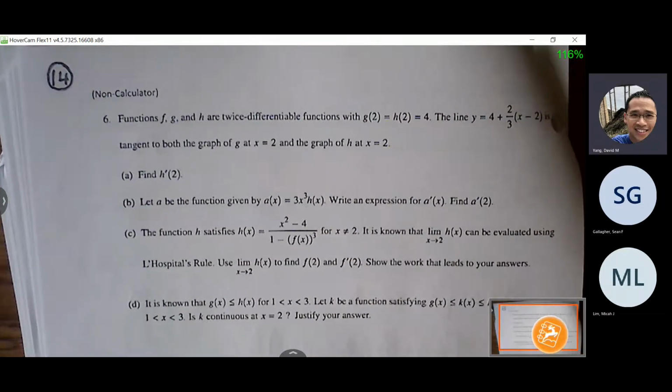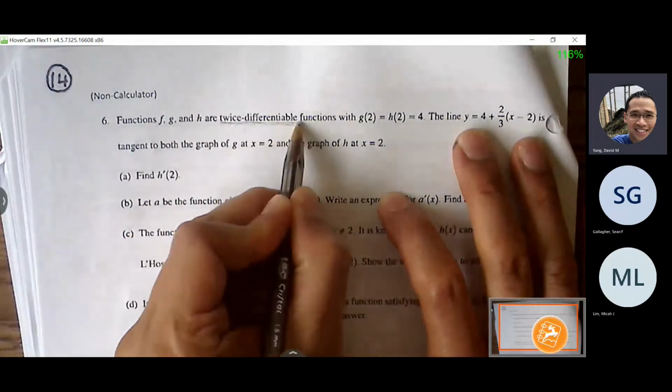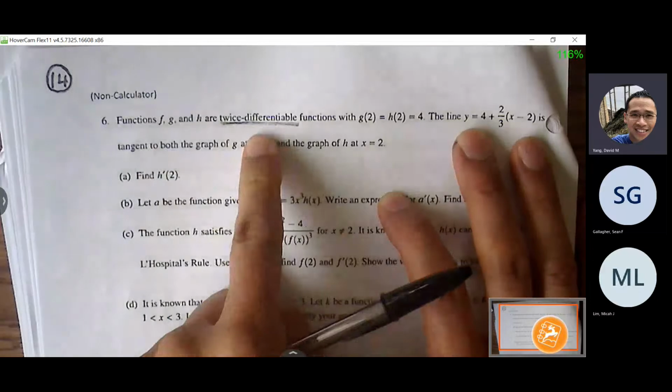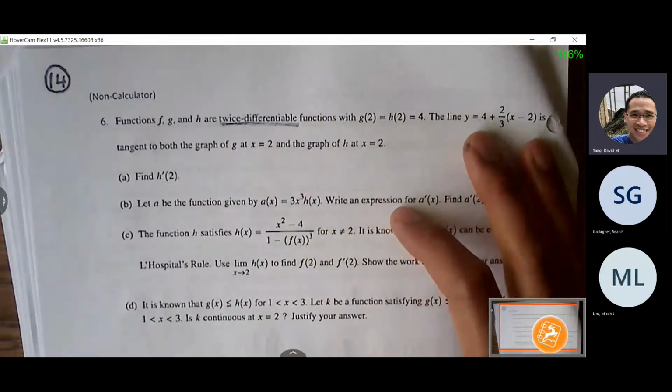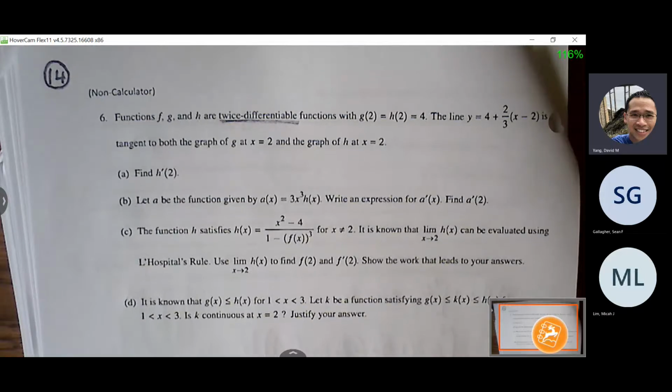Okay, functions f, g, and h are twice differentiable. Just means there's a smooth curve. g of 2 equals h of 2 equals 4. The line y equals 4 plus 2/3 times x minus 2 is tangent to both the graph of g and the graph of h at x equals 2.